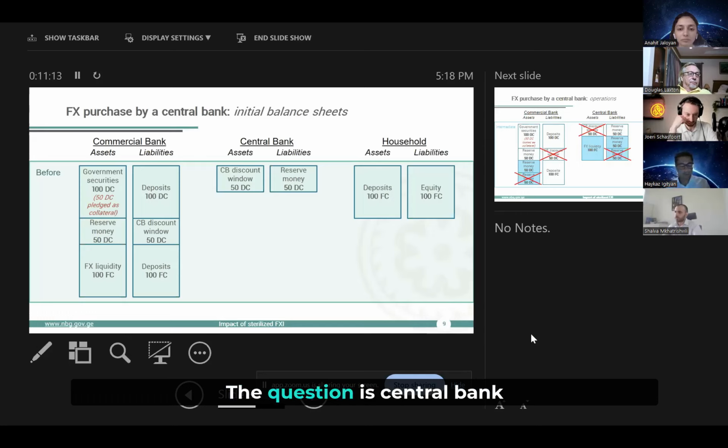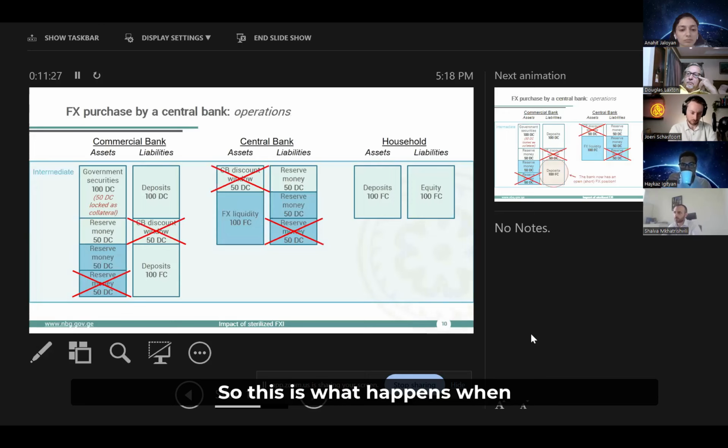So now the question is, the central bank wants to buy foreign exchange liquidity. Instead of buying government securities, which was an example of QE, now the central bank wants to buy FX liquidity. So this is what happens when the central bank buys FX liquidity of the same amount as in the QE example. So let's assume that the exchange rate is 1-to-1, and the central bank bought $100.